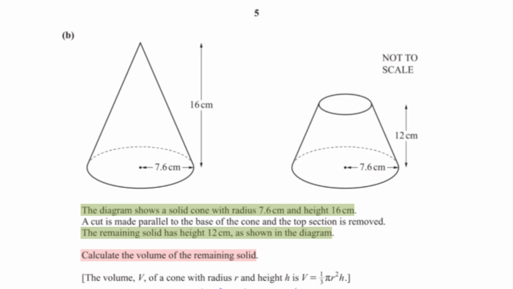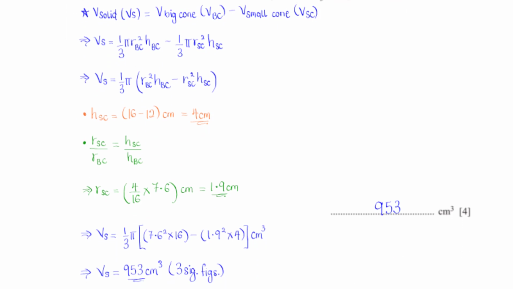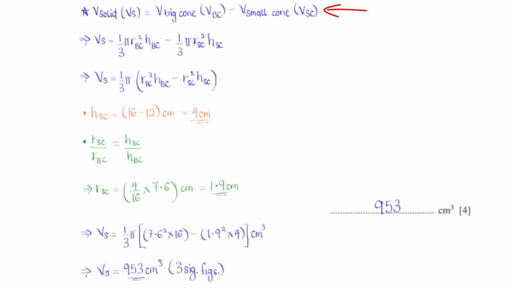The volume V of a cone with radius r and height h is V equals 1 over 3 pi r squared h. The volume of the remaining solid is equal to the volume of the big cone minus the volume of the small cone which has been removed. And so the volume of the big cone will be 1 over 3 pi the radius of the big cone squared times the height of the big cone. And the volume of the small cone will be 1 over 3 pi times the radius of the small cone squared times the height of the small cone.